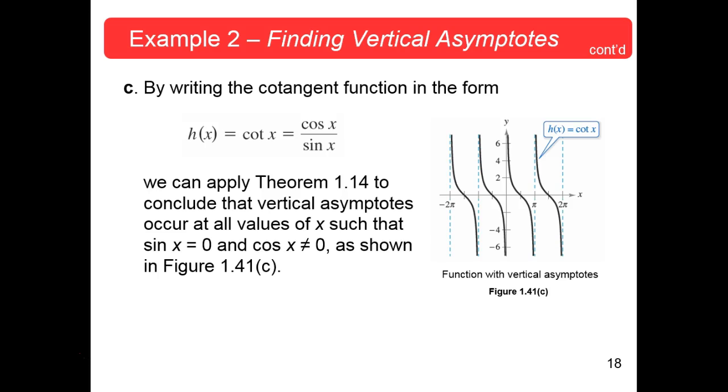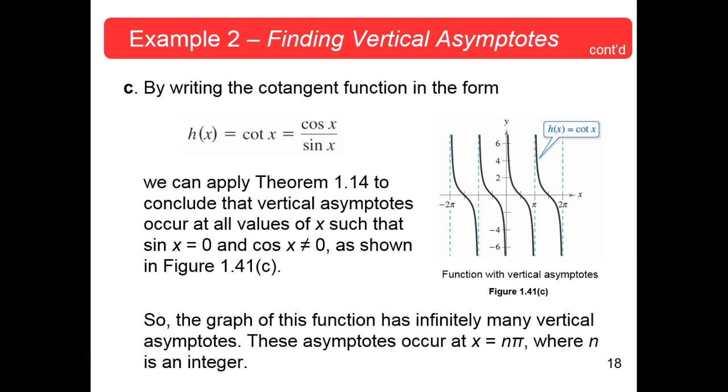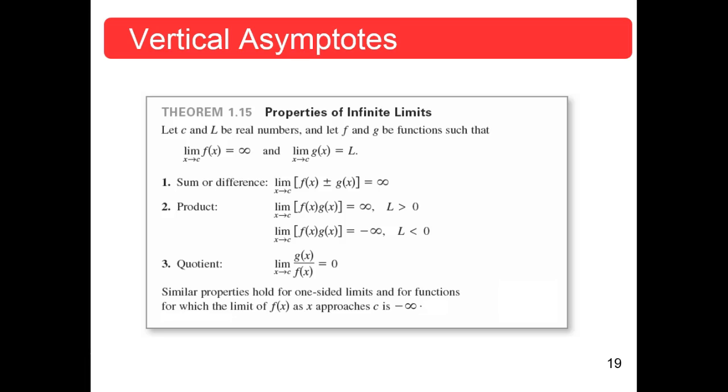Any questions? They did it all on one screen here, and it was really hard to wipe all that out. No questions? All right. So the graph of the function has infinitely many vertical asymptotes, all at your n pi's, where n is any integer, positive or negative.